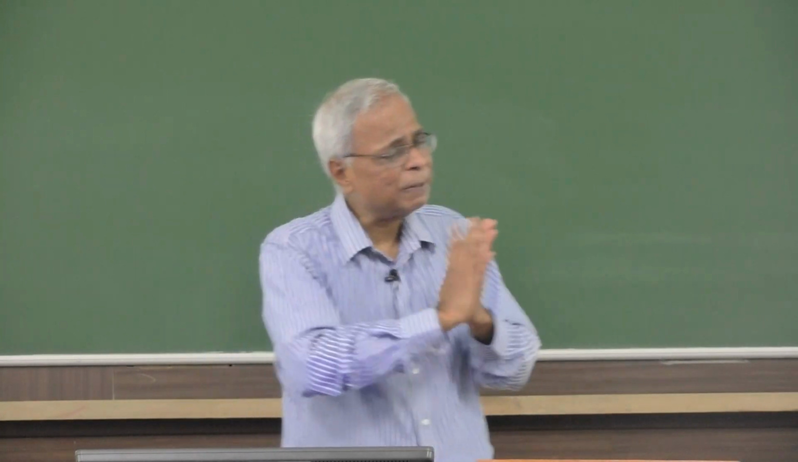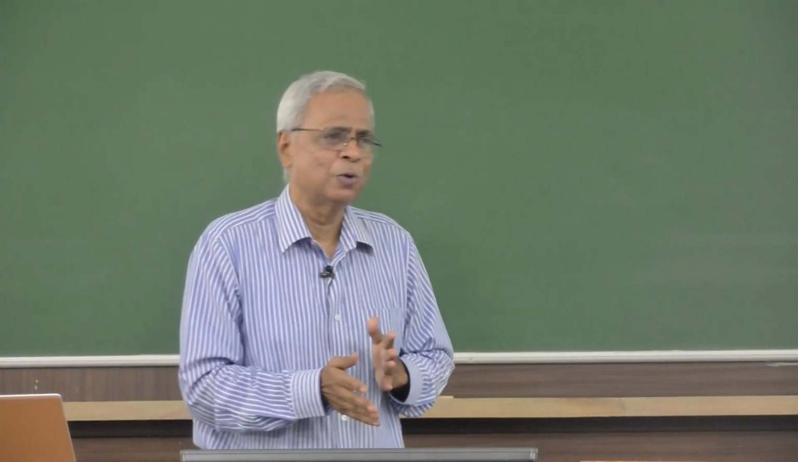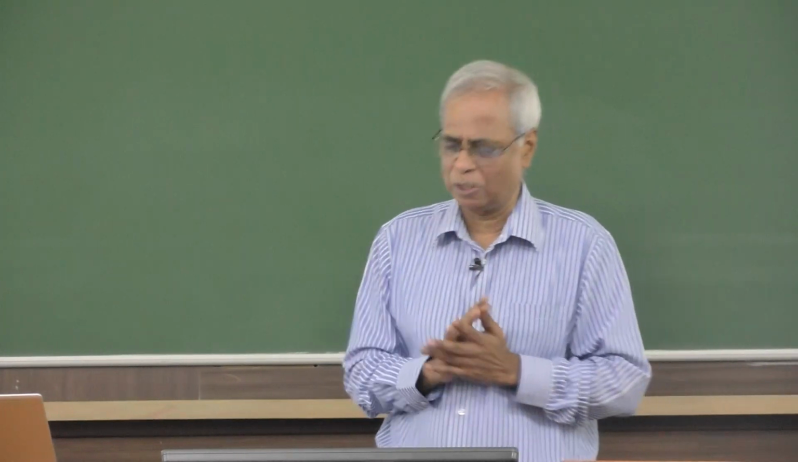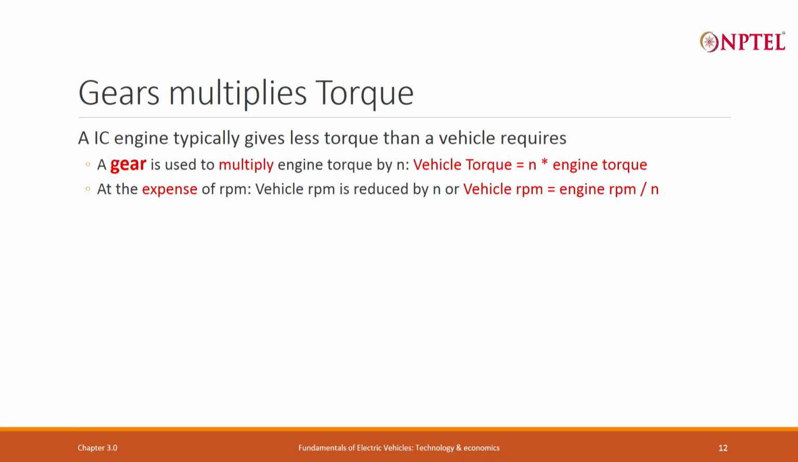Now, whenever you multiply torque, your speed, rpm, goes down by a factor of n. So, the vehicle rpm is engine rpm divided by n, and vehicle torque is n into engine torque. If you have a single gear of n, this is what is used. If you have multiple gears, as the gear ratio changes, your multiplication and division factor will change.